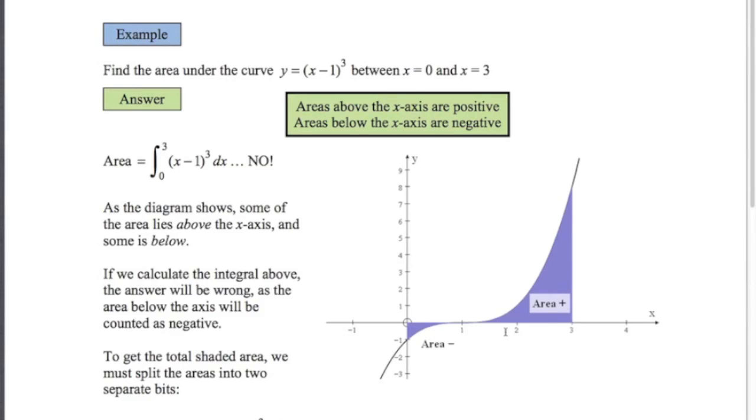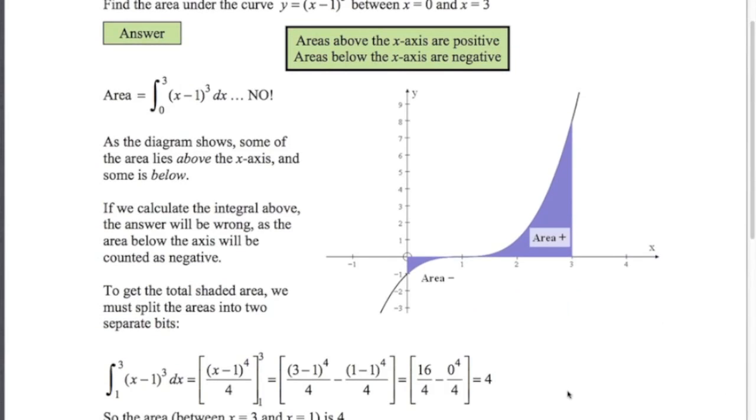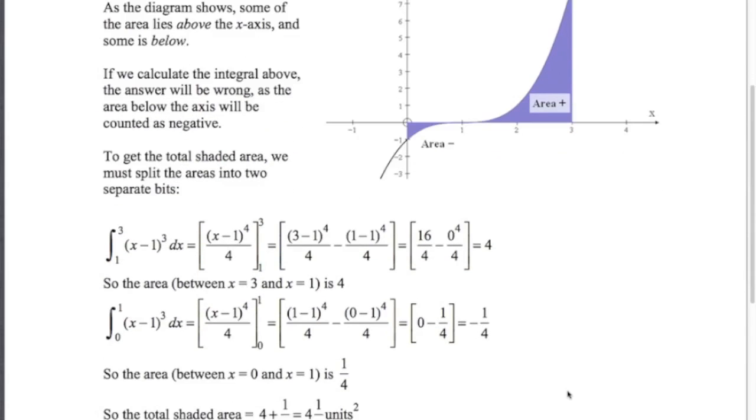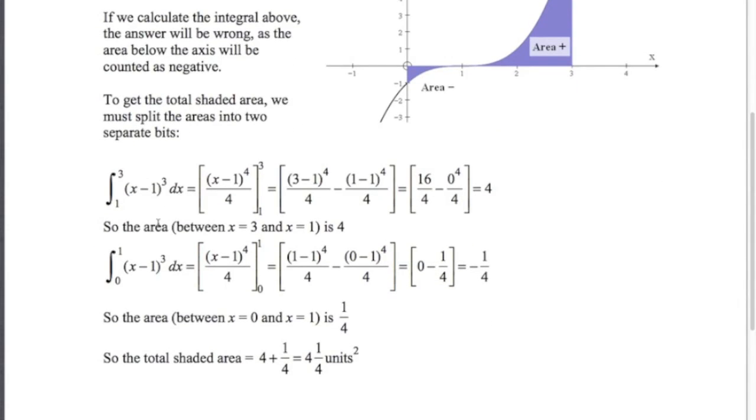So to calculate this area, what I'm going to do is work out the area between 1 and 3, then the area from 0 to 1. Okay, here's the calculations. (x minus 1) cubed, so this is the reverse chain rule. Add 1 to the power, divide by the new number, times by 1 over the number in front of the x, which is just a 1, so it makes it easy. So here's the antiderivative. We substitute 3 in here, minus, then we substitute 1 in here. That gives us 4. So that area here is exactly 4.